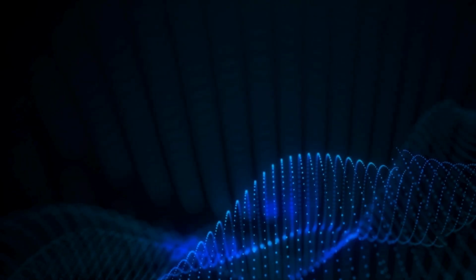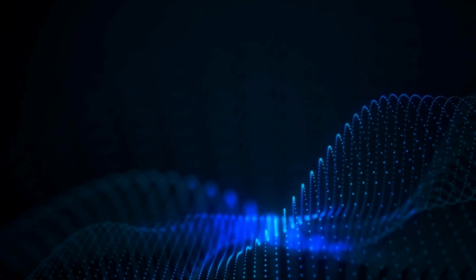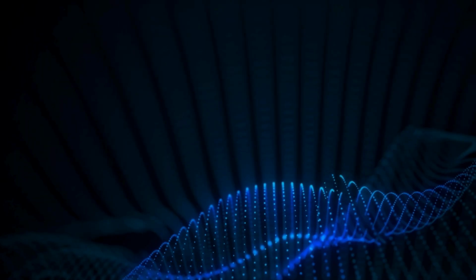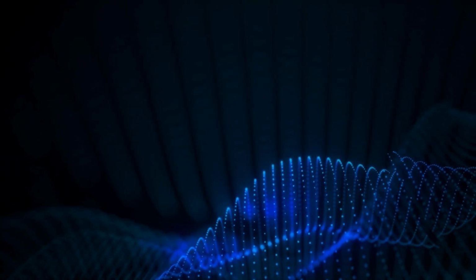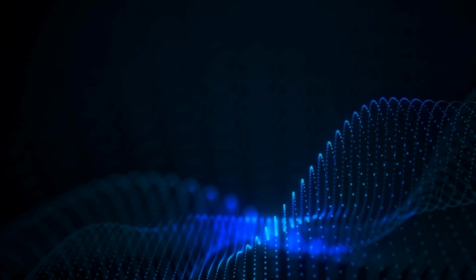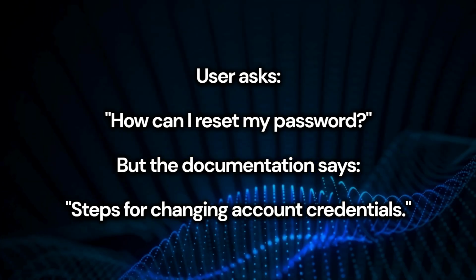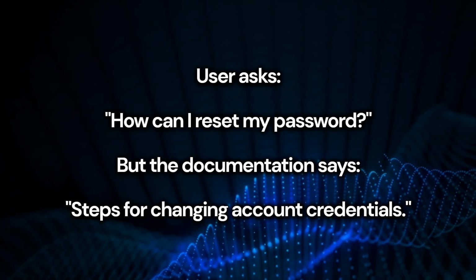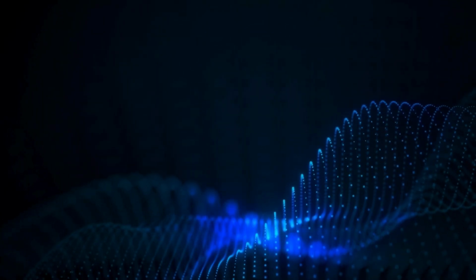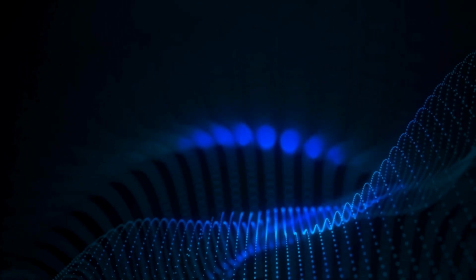Notice something interesting: the wording is different but the meaning is similar, therefore the vectors become close together. That's the magic of embeddings. They capture meaning rather than the exact words. So why embeddings matter here: imagine a user asks, how can I reset my password? But the document says steps for changing account credentials. Keyword search might fail here because the words are different. Embedding search succeeds because the meaning is similar. This is a huge advantage of semantic search.